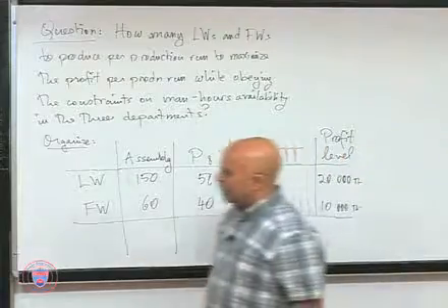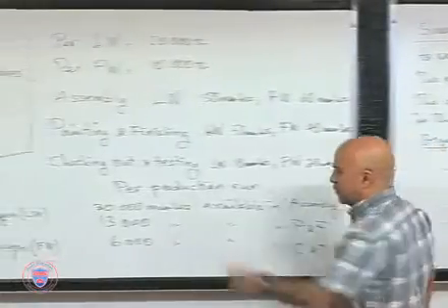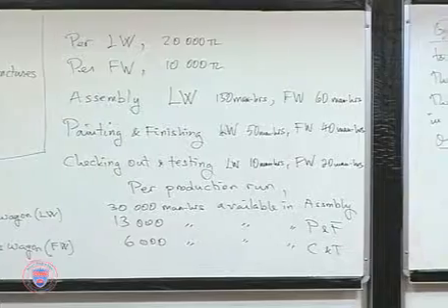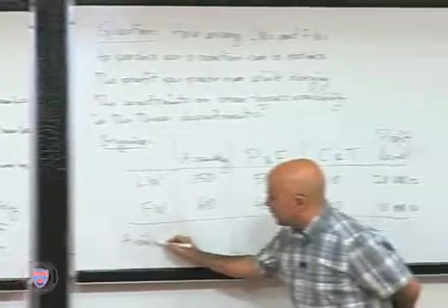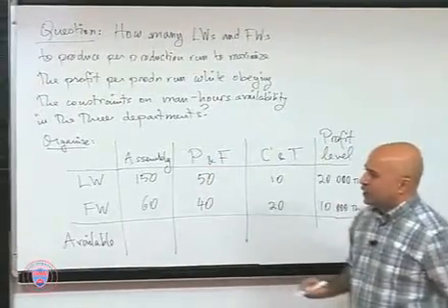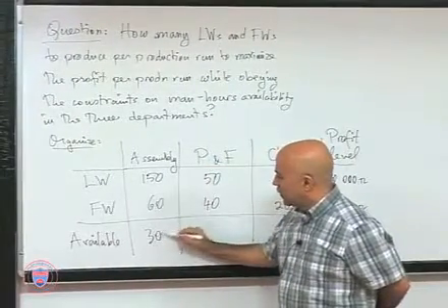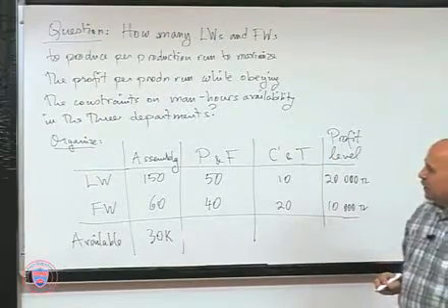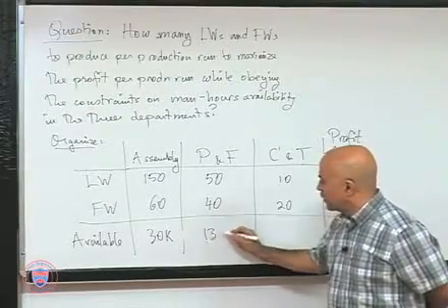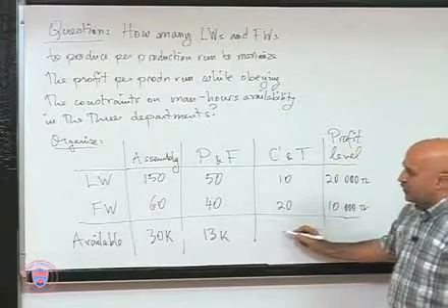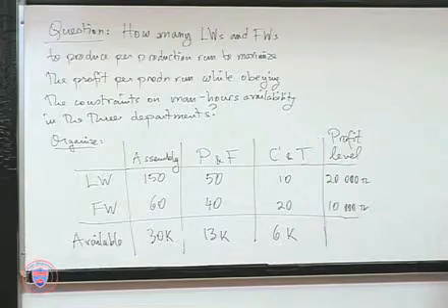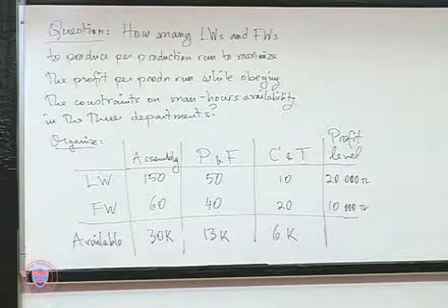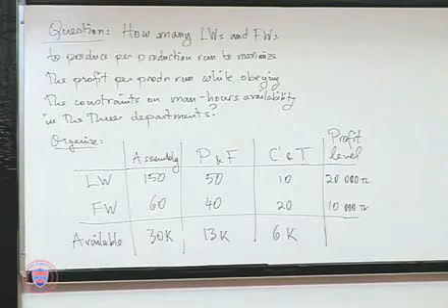And you've got some availabilities in terms of man-hours in each of the departments. The available amount, we can just put it down as an extra row here. We've got 30,000 available in the assembly, 13,000 available in the painting and finishing department, and 6,000 in the checking out and testing division. Okay? It's compact, it's good. You know, you see things at a glance.